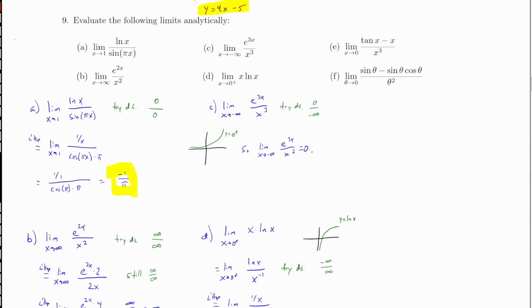All right. Next up, we have the limit as x approaches 0 of tangent x minus x over x cubed. If I try direct substitution, I get tangent of 0, which is 0. Okay, 0 minus 0 is 0 over 0 cubed, right? It's a 0 over 0 situation, so we use L'Hopital's rule.